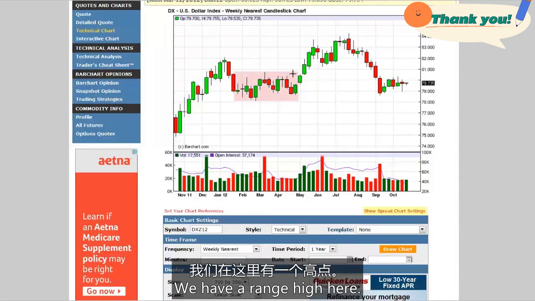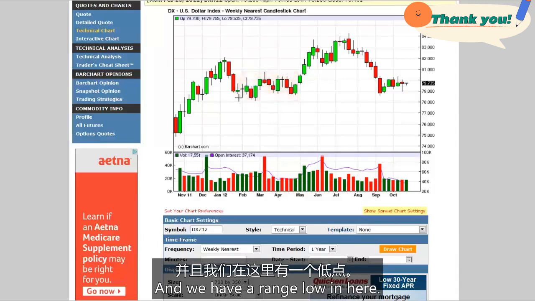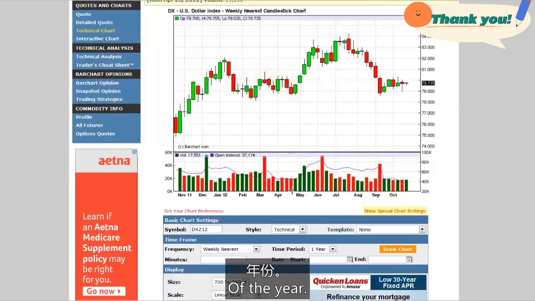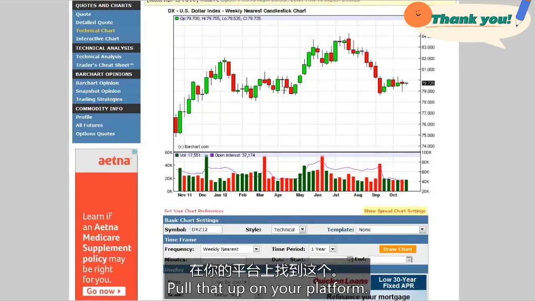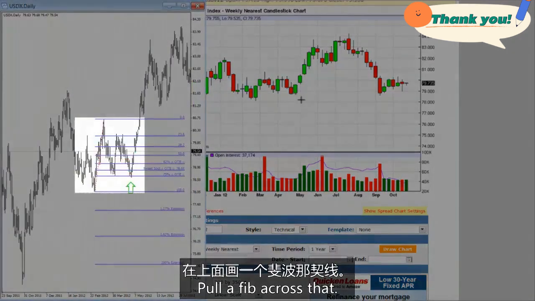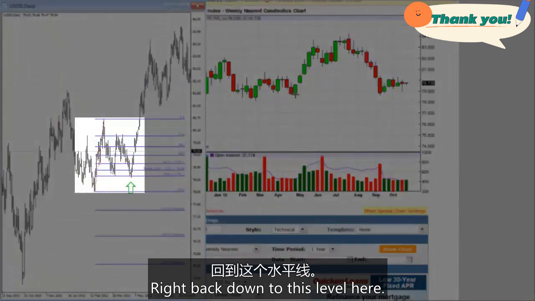Okay, see this consolidation in here? We have a range high here, and we have a range low in here. Note the time of the year: March, April, May. So that's springtime of this year. Note the low here and the high here and this low. This is optimal trade entry. Pull that up on your platform, pull a fib across that, and you'll see that we did trade right back down to this level here.